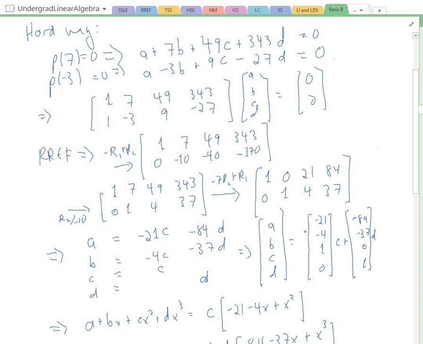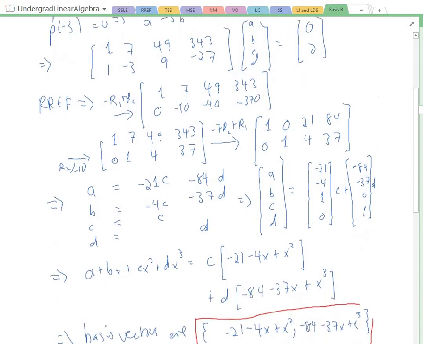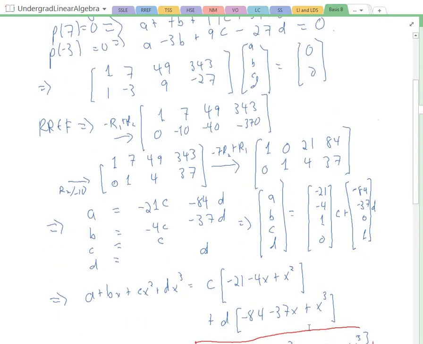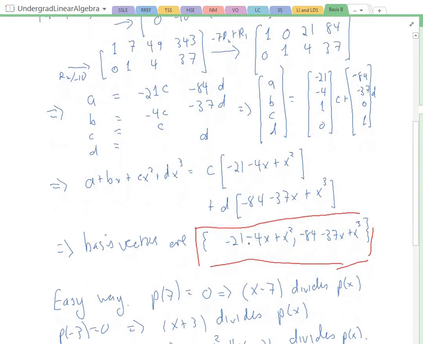So I can write a, b, c, d in terms of the free variables as a linear combination. So since this is true, I can write a plus bx plus cx squared plus dx cubed as c times a polynomial, which is represented by this vector, plus d times another polynomial, which is represented by the second vector. So I have two basis vectors, minus 21 minus 4x plus x squared, and minus 84 minus 37x plus x cubed. All right, now that's the hard way.